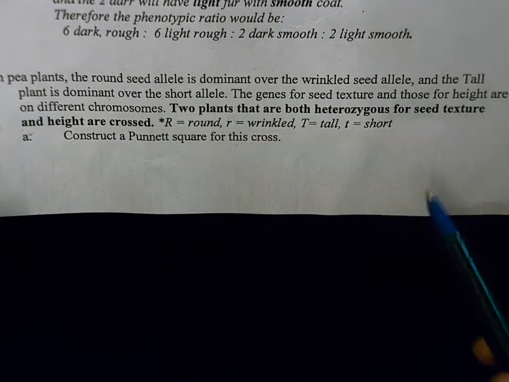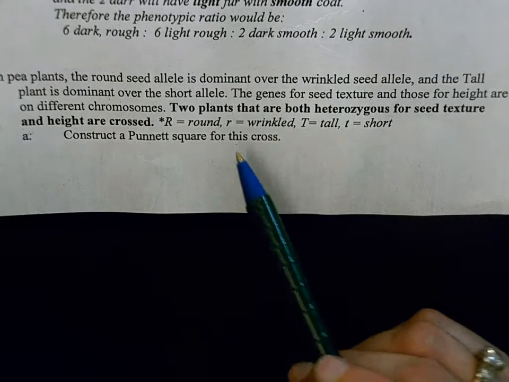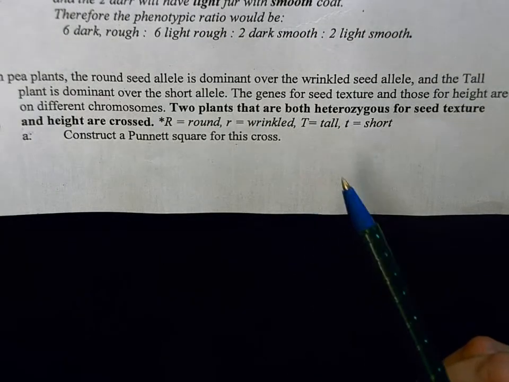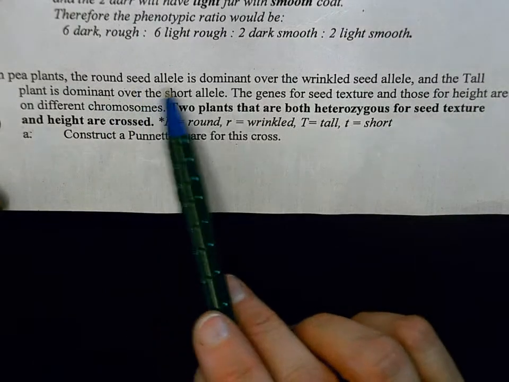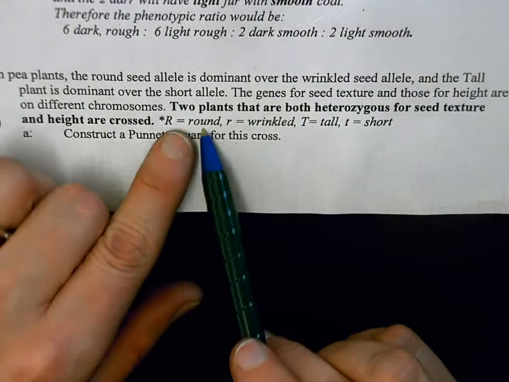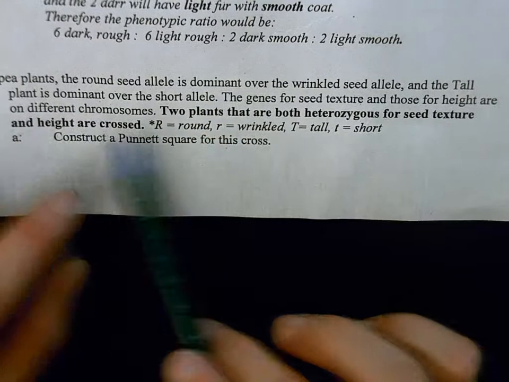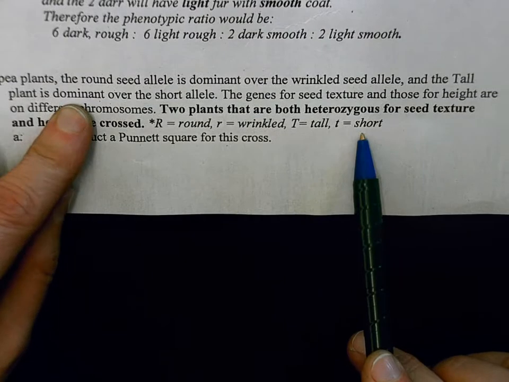Okay, the first problem I'm going to show you is a dihybrid cross. In a dihybrid cross, you're going to pass two traits at once instead of just looking at one trait at a time. In pea plants, the round seed is dominant over wrinkled, so round is big R, wrinkled is little r. And tall is dominant over short, so tall will be big T and short will be little t.